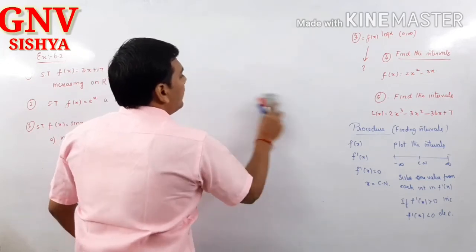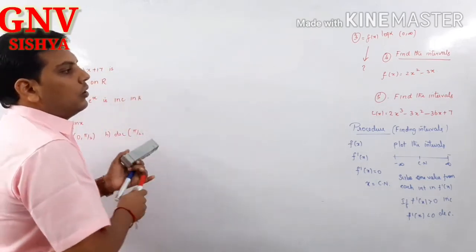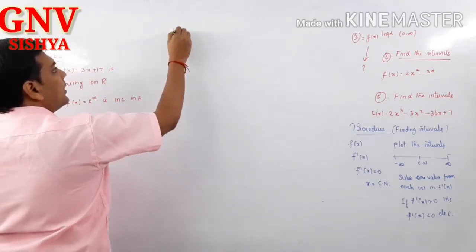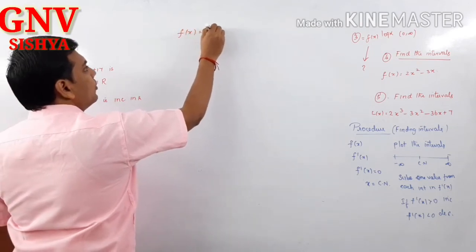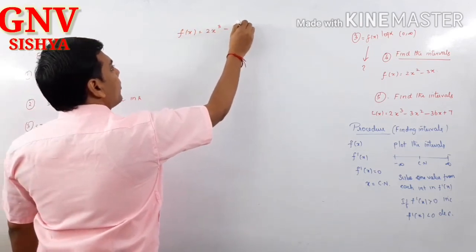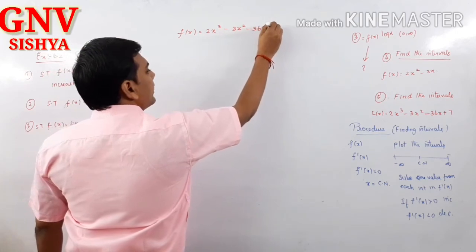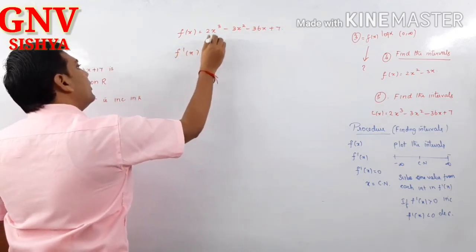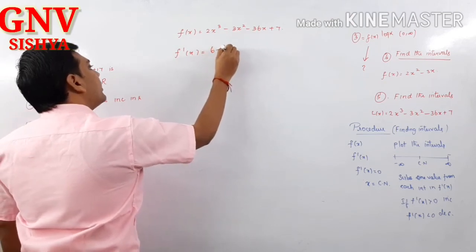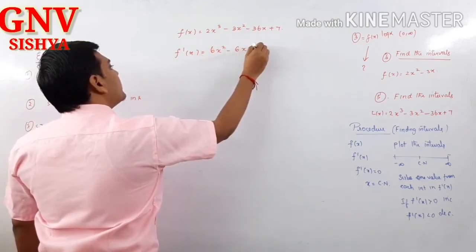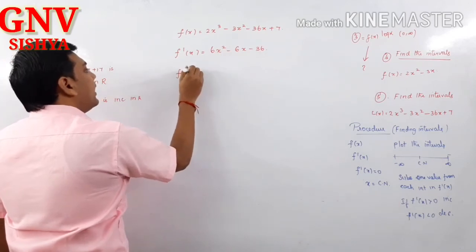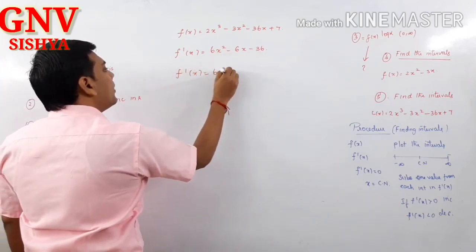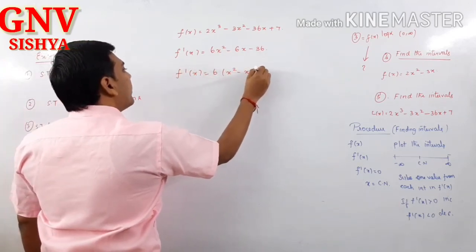I think you will get two critical numbers there. So what is the function? F of x is equal to 2x cube minus 3x squared minus 36x plus 7. If I differentiate, it will become 2 into 3 is 6x squared minus 6x minus 36. Am I correct? Shall I take 6 common out? So it will become x square minus x minus 6.